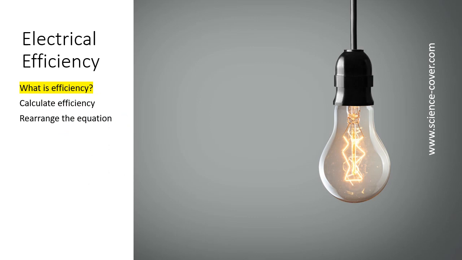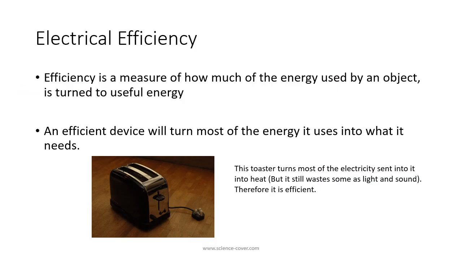Let's now look at what we mean by the term efficiency. Efficiency is a measure of how much energy used by an object is turned into useful forms of energy. So an efficient device turns most of the energy that it uses into what it needs. For instance, this toaster turns most of the electrical energy that goes into it into heat. It will still waste some energy as light and sound, but if it's an efficient toaster, most of that energy will become heat, because that is our useful energy type.